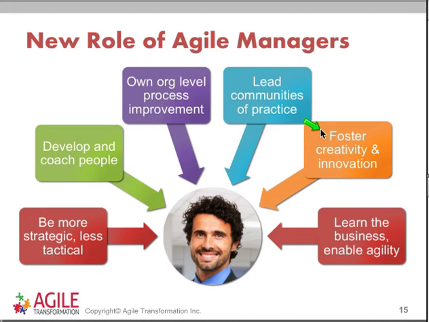So instead of becoming that top-down, here's my decision, here's my solution, how can we help people brainstorm? How can we create innovation labs? How can we let people come up with new ideas of improving and accelerating and getting better?